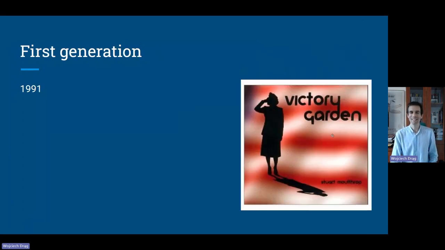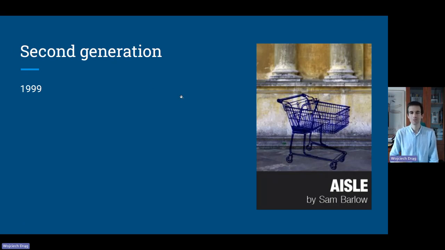Yes, I mentioned that Victory Garden, or I haven't mentioned, but I should have done, is an example of the first generation of digital fiction. This name refers to the period before the arrival of the World Wide Web, the Internet, in other words, and then comes the second generation of electronic literature, which draws on the possibilities of the Internet. And I would like to show you just one example from that, representing that period.